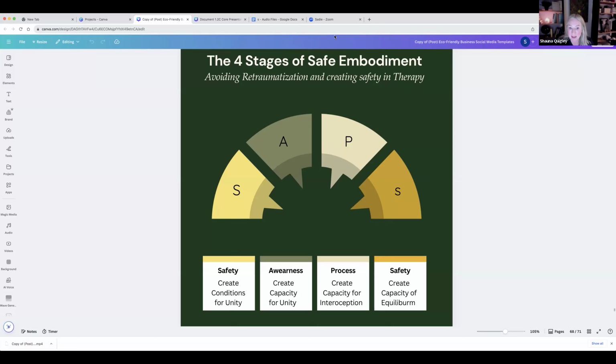So this client is unsafe in her body and doesn't therefore have the capacity to do the second part of SAPS, which is bring tender awareness to her body's experience, because there's so much that she doesn't trust. She can't process it through the body because she can't bring awareness, so she's trapped under it, and there is no equilibrium unless it is brought to her by food.